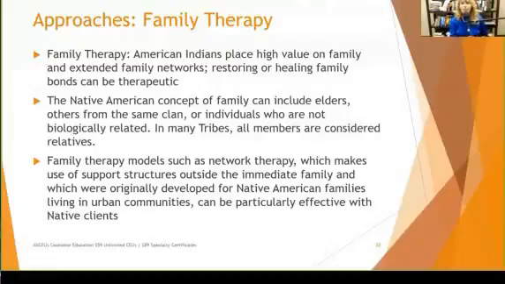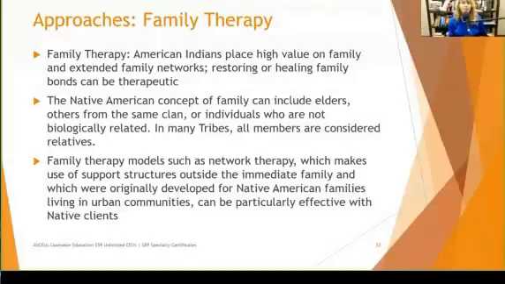The Native American concept of family can include elders, others from the same clan, or individuals who are not biologically related. In many tribes, all members of the tribe are considered relatives, so we need to look at who you want involved in your treatment.